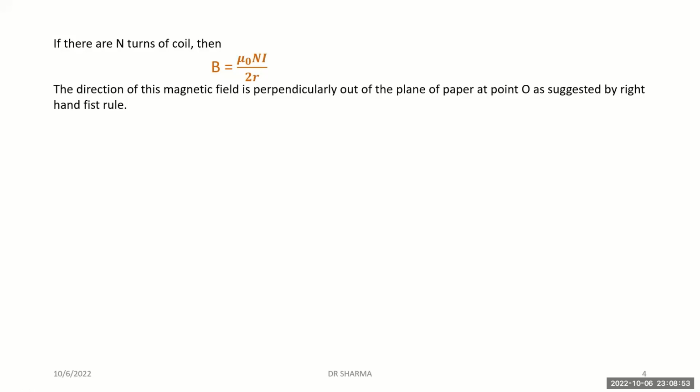Since the magnetic field is a vector quantity, we must know the direction of the magnetic field as well. The direction of the magnetic field at the center O is perpendicularly out of the plane of paper, as suggested by the right hand rule.